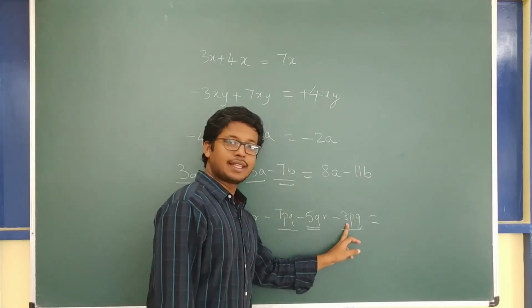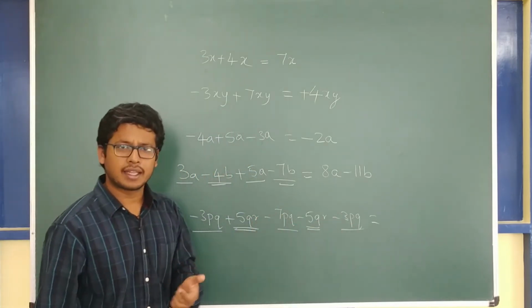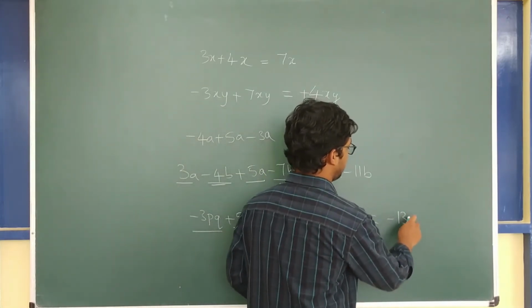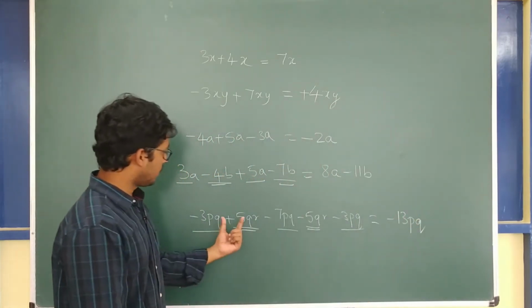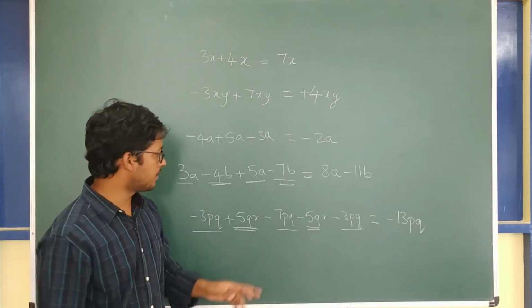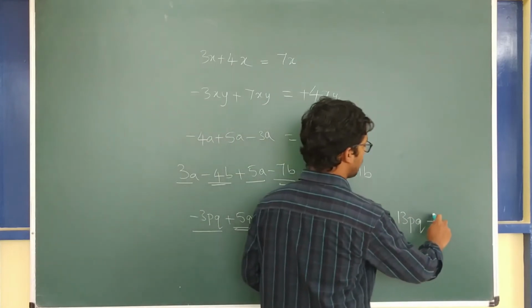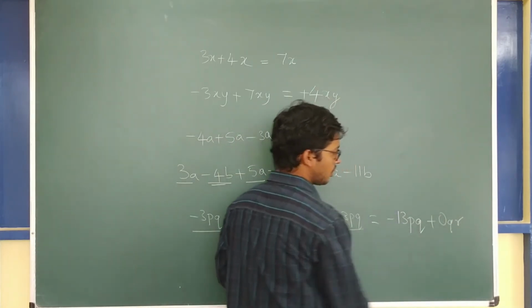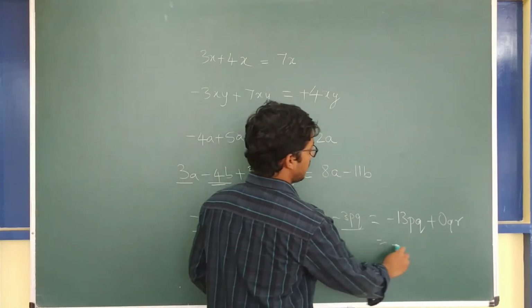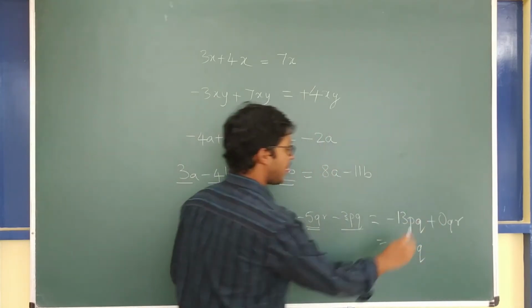Minus 10pq minus 3pq. Again same signs, you add them and keep the bigger number's sign, so it will be minus 13pq. Now what would this be? 5qr plus 5qr minus 5qr. So it becomes 0qr. So 0qr can be written as plus 0qr. Because it is 0, we can neglect that. So it becomes minus 13pq.